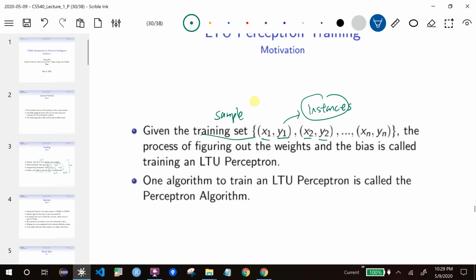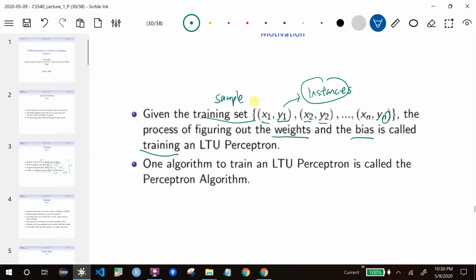So here we have n instances, we have n number of data points basically, and the problem is to figure out what are the weights and what is the bias. And this process is called training. I think we talked about it before. And one algorithm to train this perceptron is called, well, obviously the perceptron algorithm.